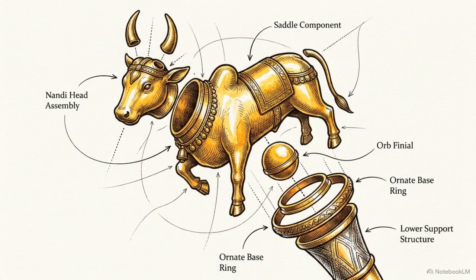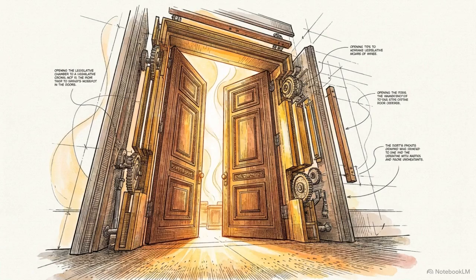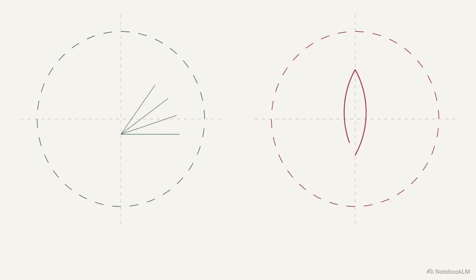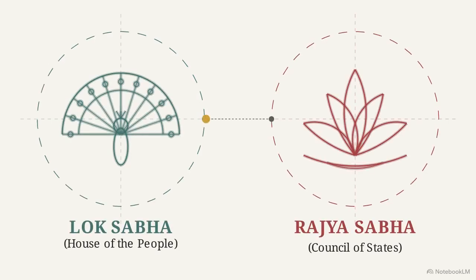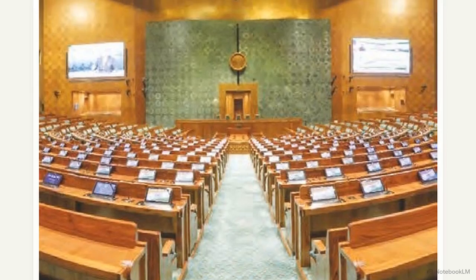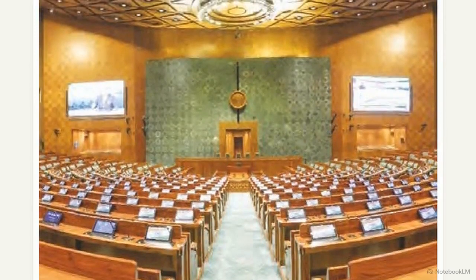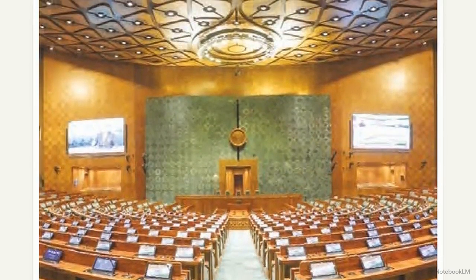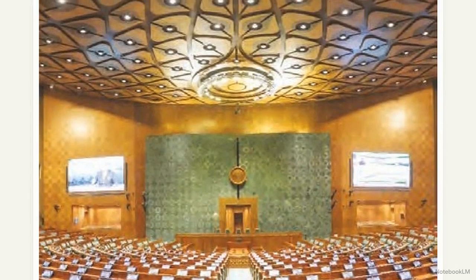tied to righteous duty. To see how that duty is carried out today, we have to look inside the two chambers that house the modern legislative process. The first chamber is the Lok Sabha, or the House of the People, distinguished by its green carpet and a ceiling inspired by the peacock.